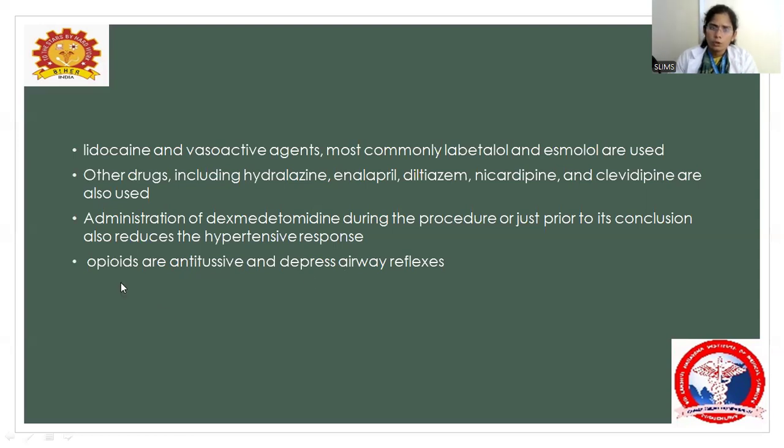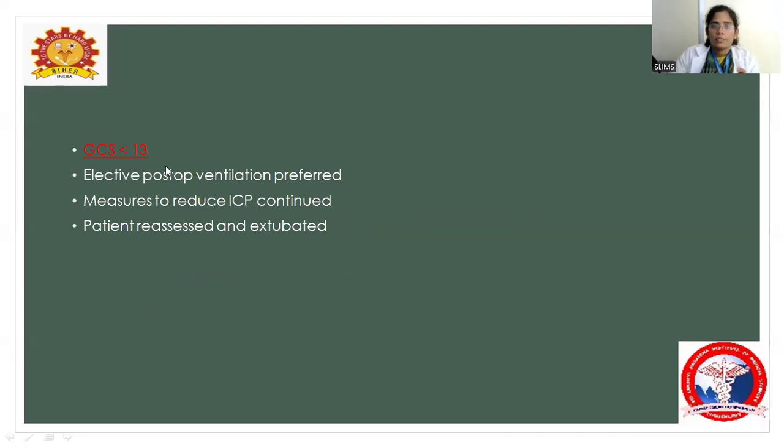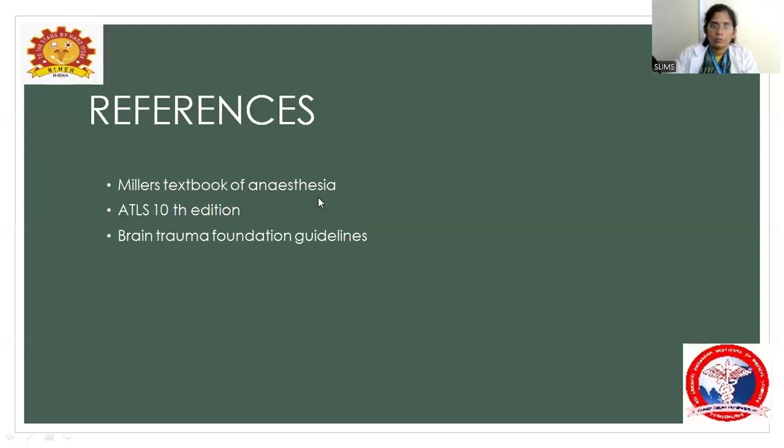Okay. So opioids are antitussive and depress the airway reflexes. So if the GCS is less than 13, elective post-op ventilation is usually preferred and measures to reduce the ICP are continued. That is the tight brain checklist. Okay. And patient reassessed, and if the GCS improves, then we can extubate the patient. Or if the GCS worsens, the patient will remain on mechanical ventilation. Okay. Thank you.